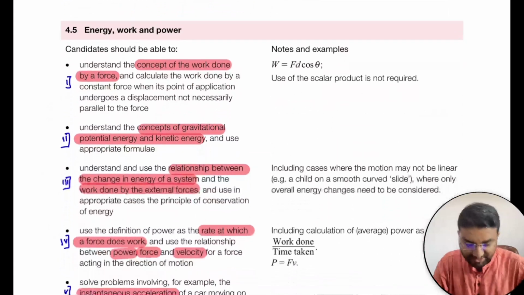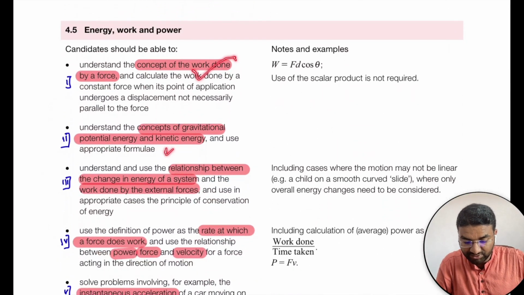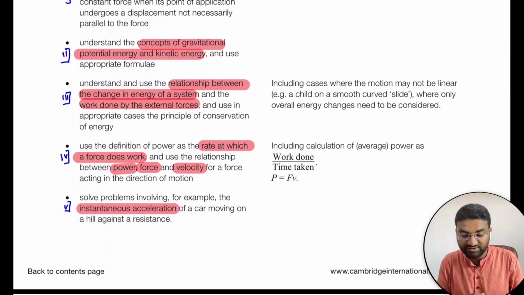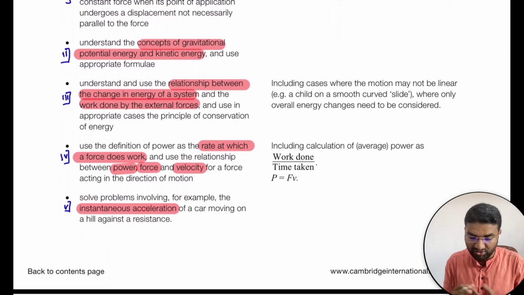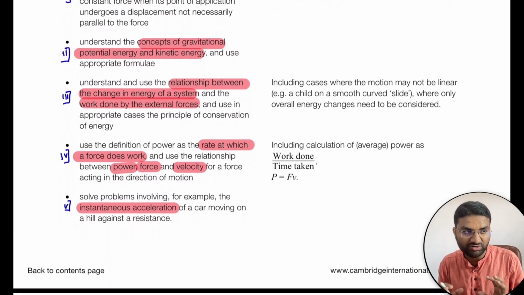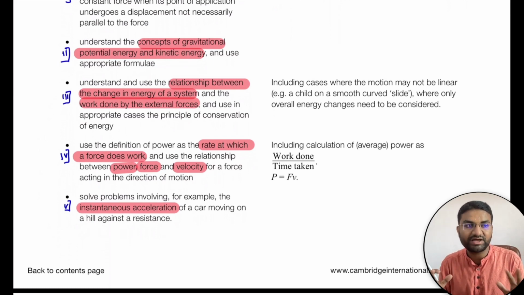Then next the work, energy, power: the concept of work done, gravitational potential energy, kinetic energy, then change in energy. Then the rate at which the force does work, power, force, velocity concepts are there. Then the instantaneous acceleration of a car or object we have to understand in this topic. That's all about mechanics. So in mechanics, you have 5 topics: force and equilibrium, kinematic motions, then momentum, Newton's law, and work, energy, power.